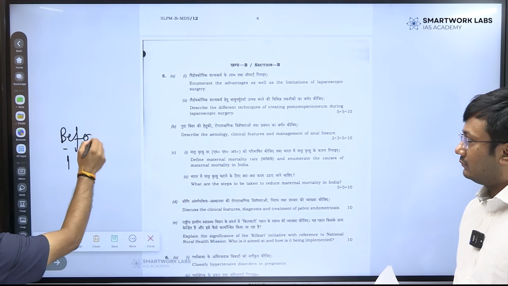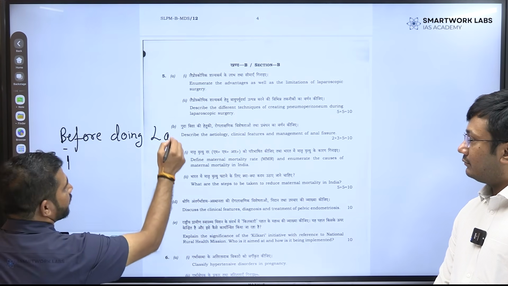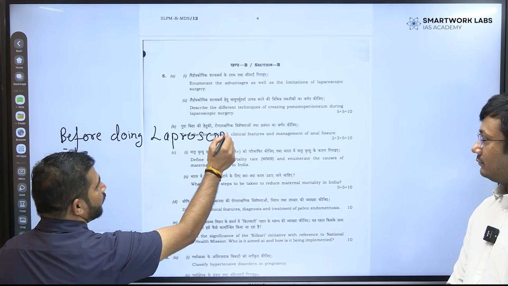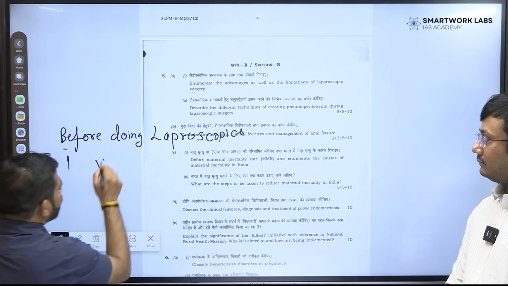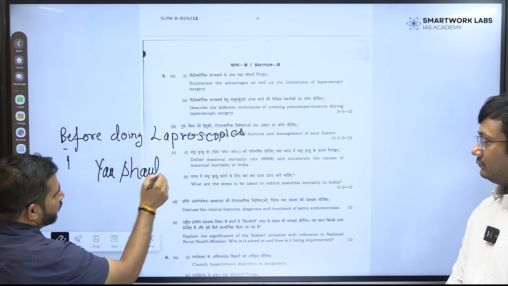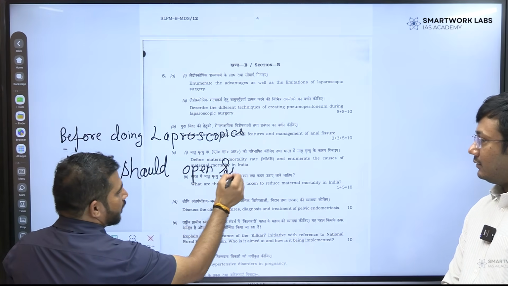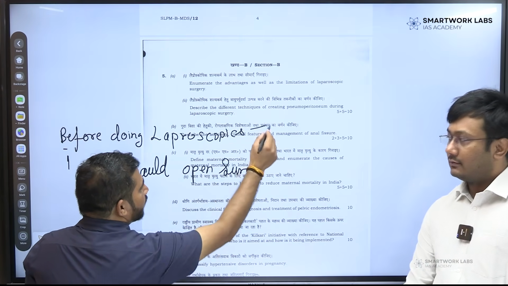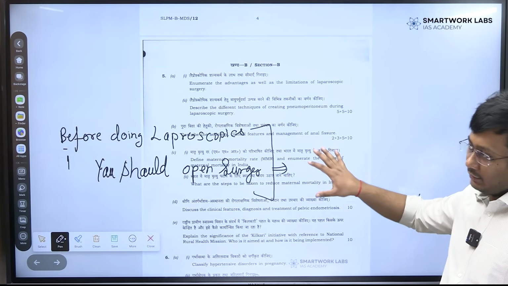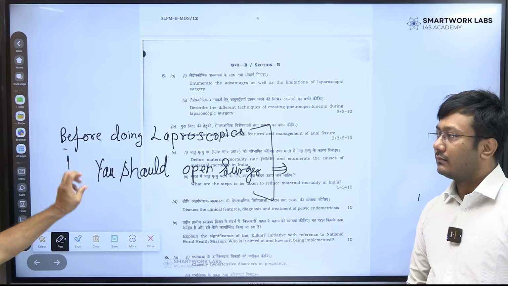ये आप मार्क कर सकते हैं, before doing laparoscopic surgery. Why am I telling this? This is very important. Before doing laparoscopic surgery, you should know. आप किसी भी बड़े सर्जन के पास जाइए, वो ये लाइन जरूर बोलेगा, you should know open surgery. This can be our conclusion for this question. हाँ, we can use this as the question conclusion, कि before doing laparoscopic surgery, you should know open surgery.